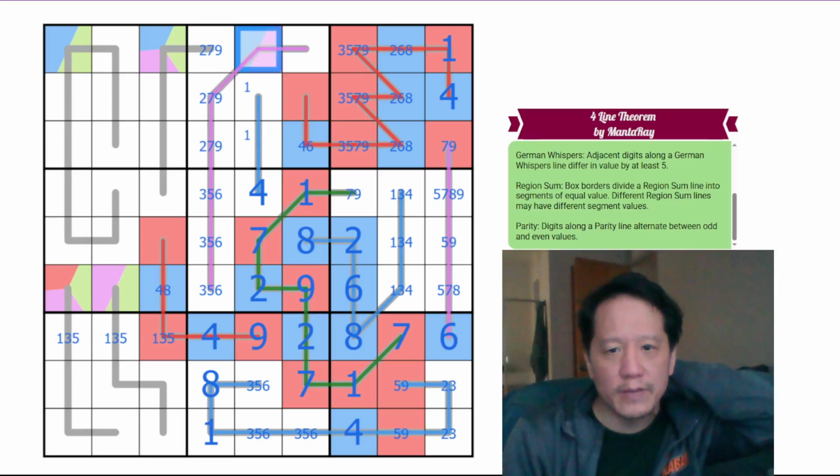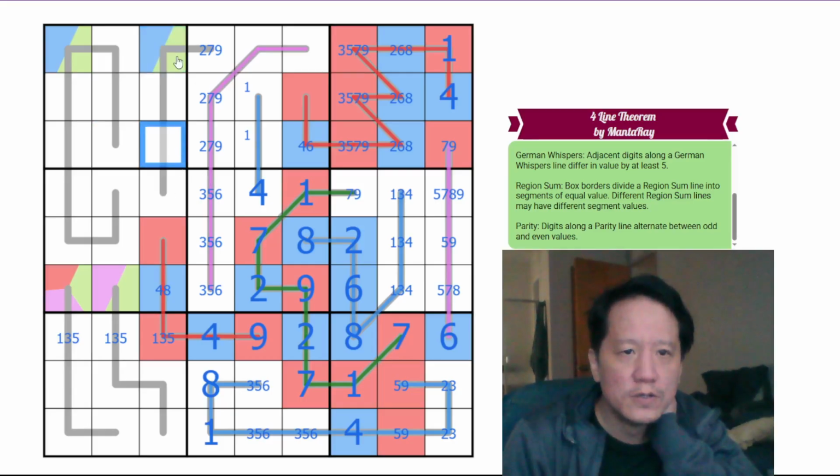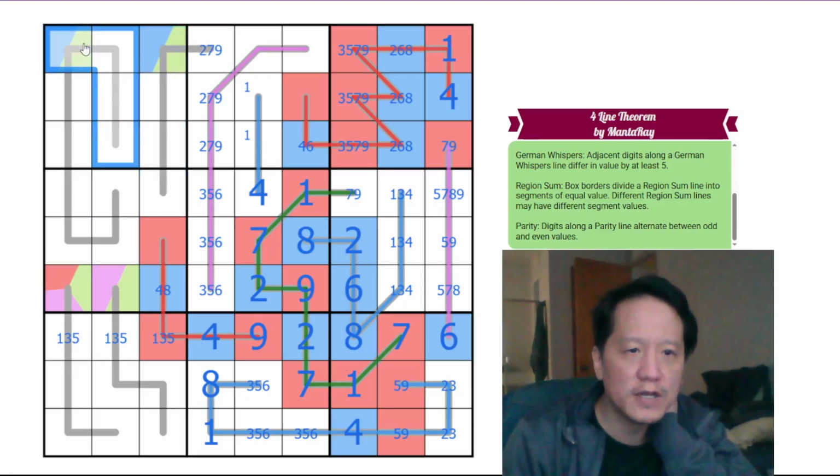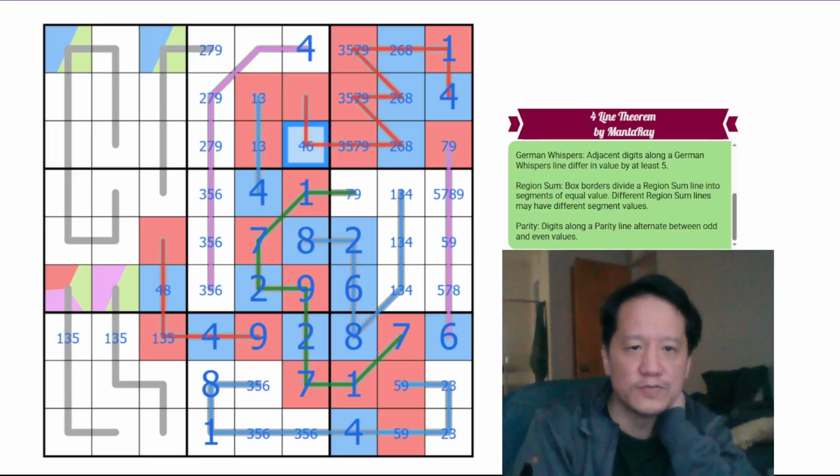Okay, so that means this cannot be pink. So one of these is region sum, and the other one is a Whisper 5 line. This is 1 and 3 adding up to 4. So these are both odd. This is even. You have 3, 5, and 6 here. We need this is 4, and this has to be 4 because there's no other place for it.